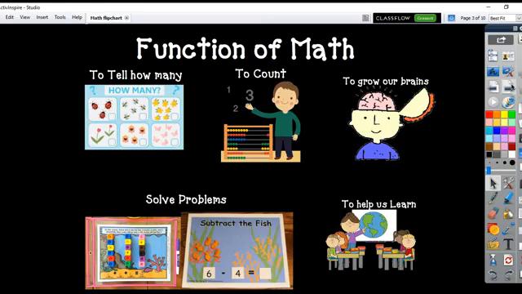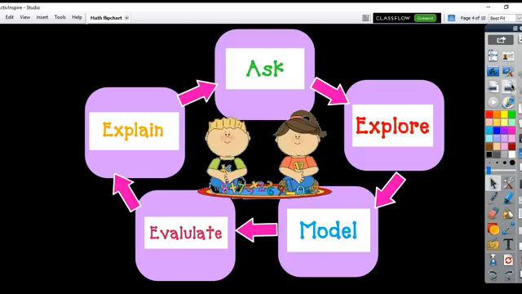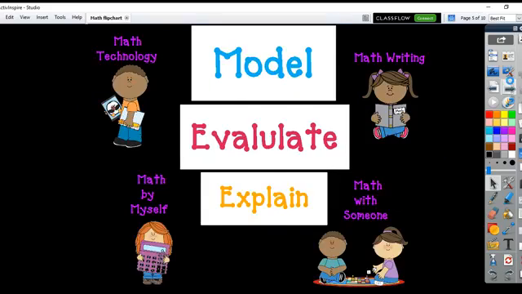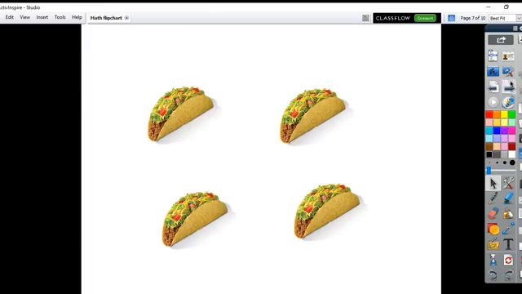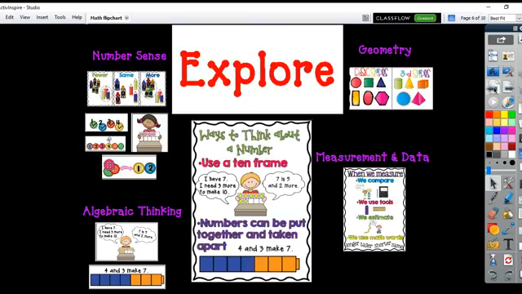And the function of math, the why do we do math, is to tell how many, to count, to grow our brains, to solve problems, and to help us learn. We're going to be using the design process. So we say we ask, explore, model, evaluate, and explain. And we're asking today, how do I become a better mathematician?